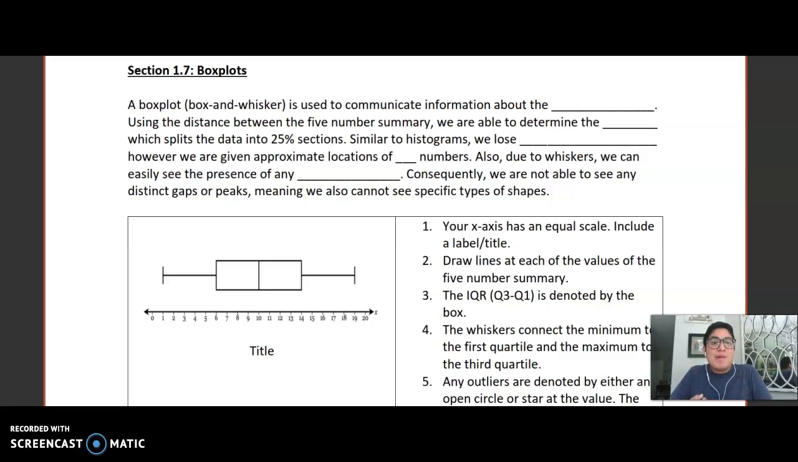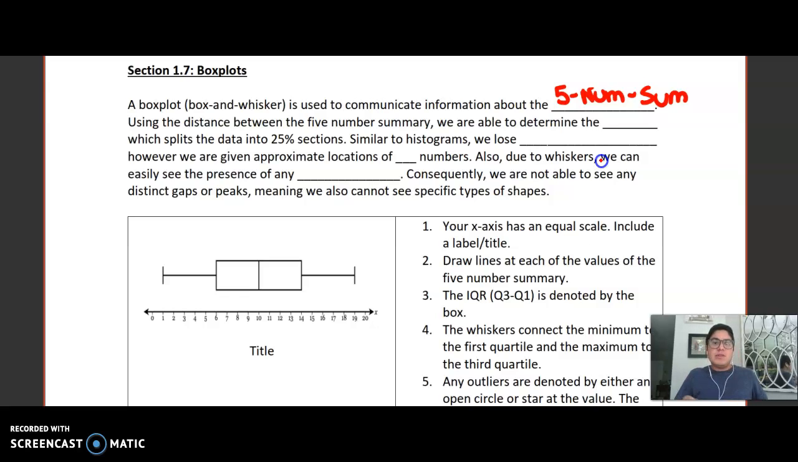Alrighty, now time to talk about our last type of quantitative display, the box plot. You might have heard this called the box and whisker plot back in middle school, but this is used to communicate information about the 5-number summary. It's not actually called the 5-num sum, it's called the 5-number summary. And you've already experienced this. This is a part of our summary statistics. This is the min, quartile 1, quartile 2, quartile 3, and maximum. Those are the 5-number summaries that tell us certain positions in the data.